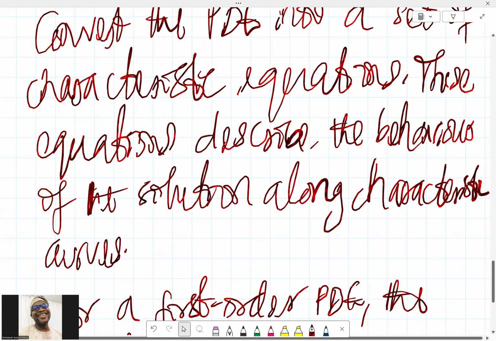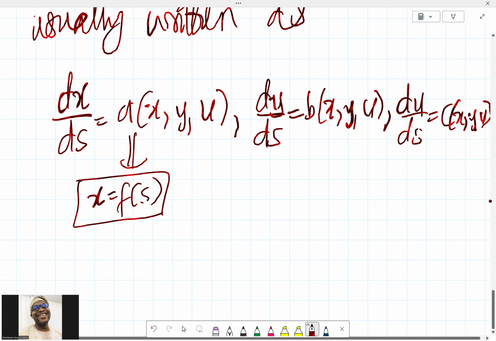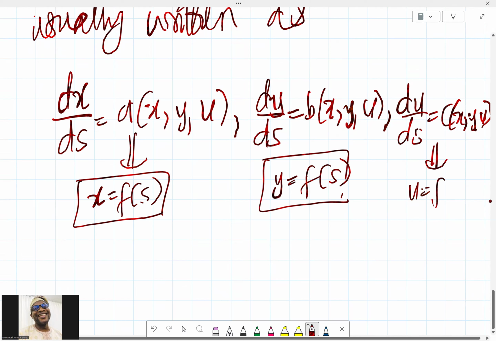So you're making both the independent and dependent variables functions. Basically we are saying that x is a function of s, y is also a function of that s, and at the same time even the dependent variable u is also a function of that s. That's how it looks like a parametric kind of thing, if you remember the idea of parametric equations when you're differentiating.